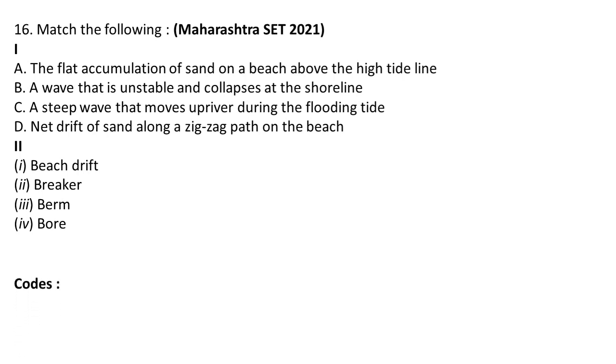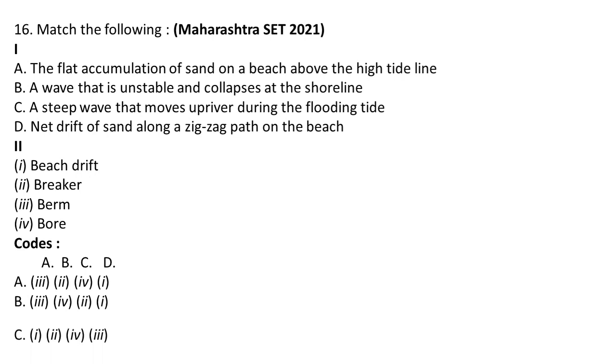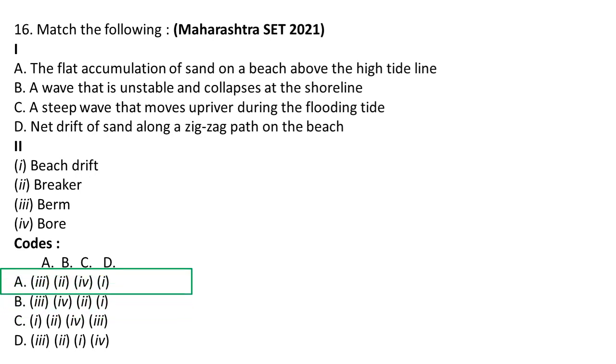The choices given are codes. A is represented as A3, B2, C4, and D1. B is represented as A3, B4, C2, and D1. C is A1, B2, C4, and D3. And D is represented as A3, B2, C1, and D4. So the correct option is A.